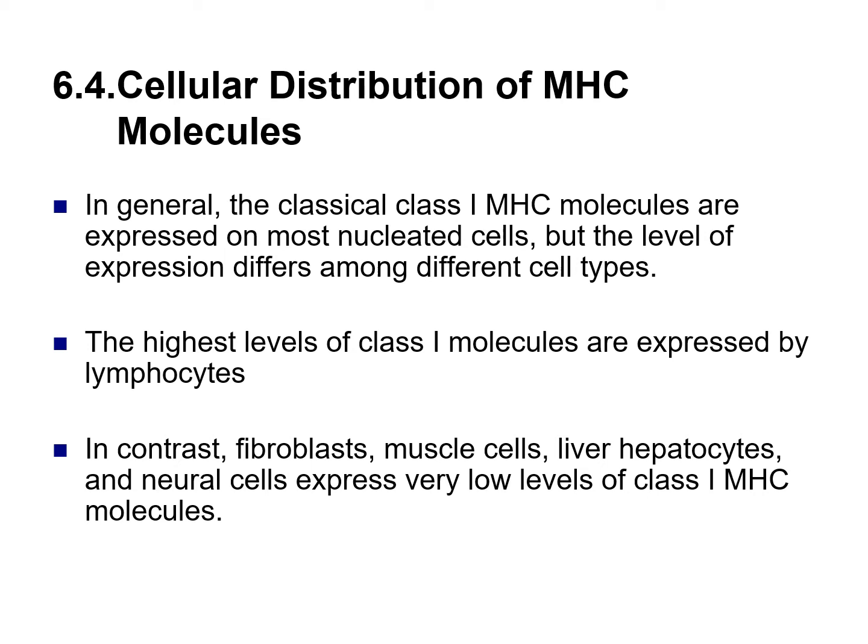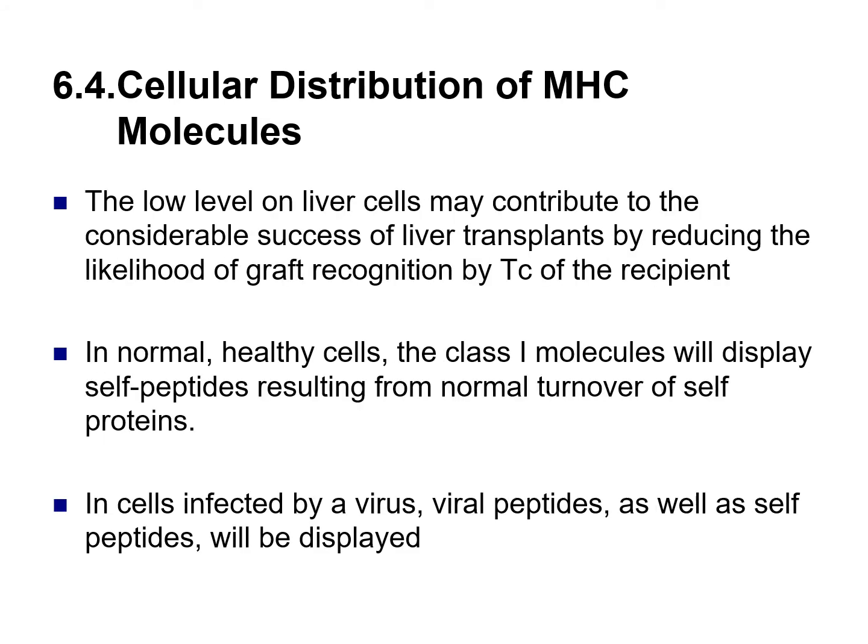So again, they are expressed in nucleated cells, but the level of expression is variable. That means not the same for all class 1 molecules. Okay, the highest level is found in the lymphocytes, but they may also be found in fibroblasts, which are responsible for wound healing, in muscle cells, liver hepatocytes, and neural cells. That means the nerve cells, but they have a very low level of class 1 molecules. So this may be the reason why there are many successful liver transplants, because of the low level of this molecule in the liver cells. So there is less chance of rejection.